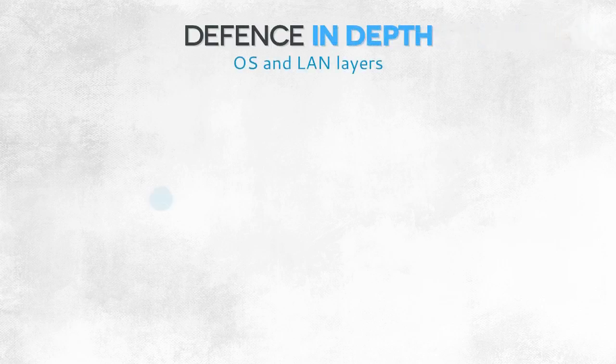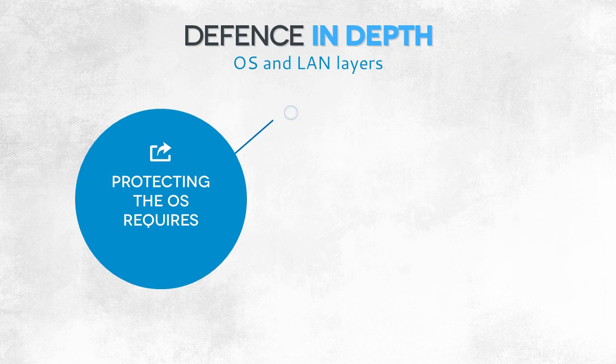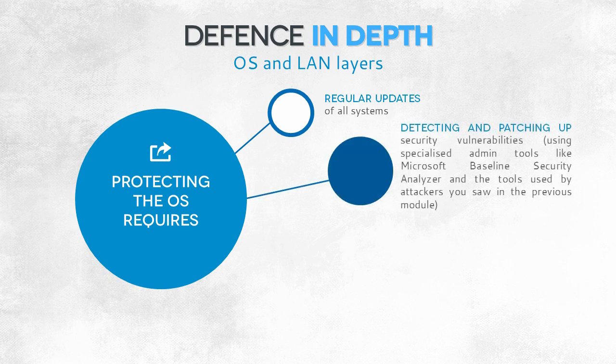Now let's move on to the layers of the host and network. The first rule of operating system protection is regular updates. The second requires us to assess the level of operating system security. For that purpose, we can use dedicated tools recommended by the system's manufacturer.